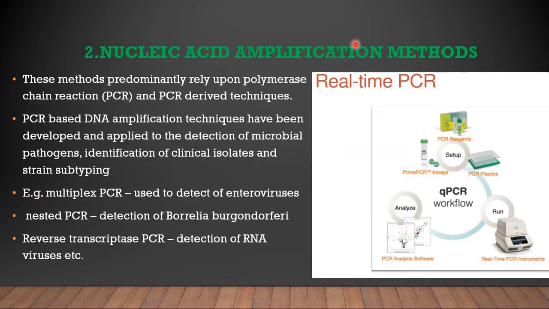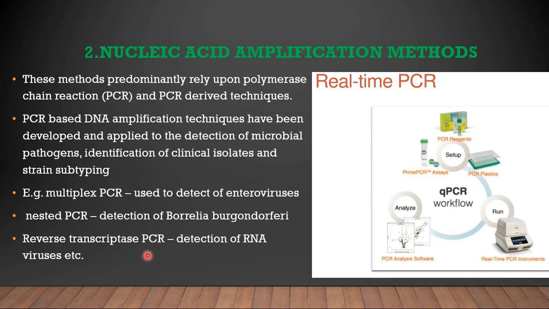Then moving to the second type, that is the nucleic acid amplification method. Predominantly, this relies upon the PCR technique. What is meant by PCR? Polymerase chain reaction and PCR derived techniques. The PCR based amplification techniques have been developed and applied to the detection of microbial pathogens, identification of clinical isolates, and strain subtyping. A variety of PCR versions have been developed to suit the need. That means according to our need, we have different types of PCR techniques.